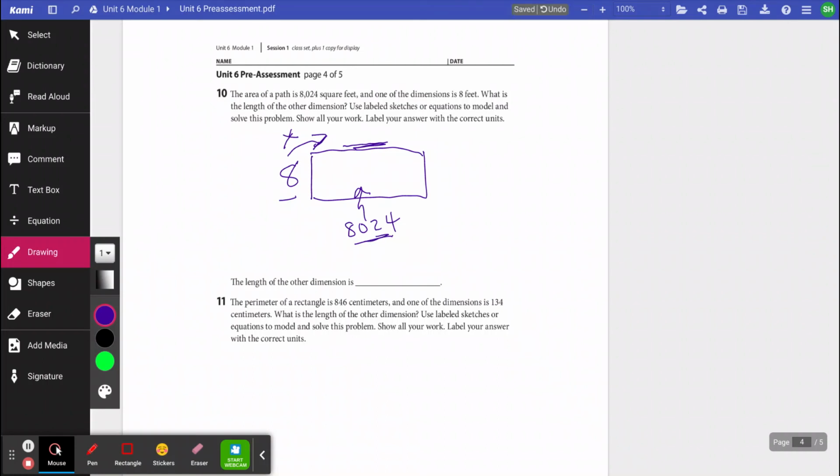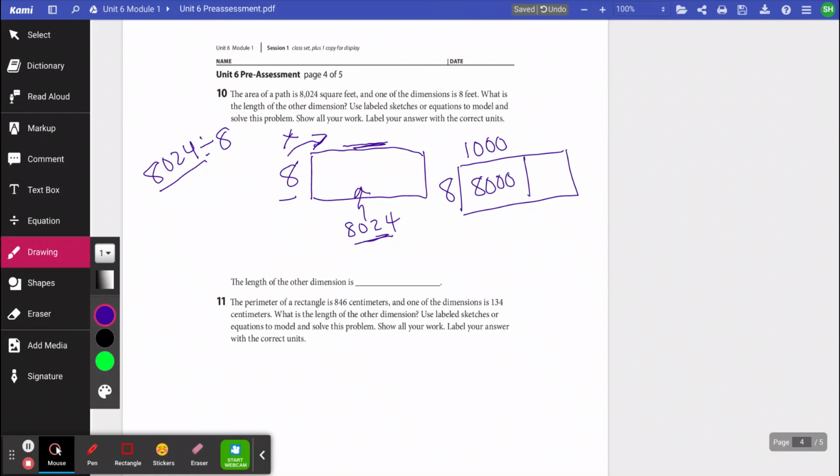So I need to do either a ratio table or an open array or Big 7 or something to help me figure this out. This is a division problem, so it's 8,024 divided by 8. Once again, I like the open array, so I'm going to do that. I'm going to start with an 8, and I'm trying to get all the way to 8,024. So I know if I do 8 times 1,000, I'm going to get 8,000.